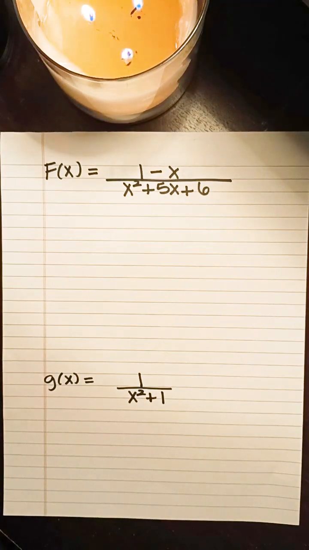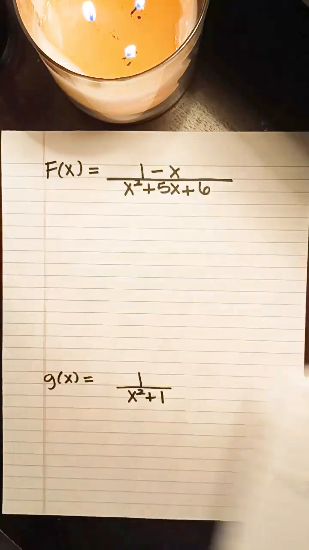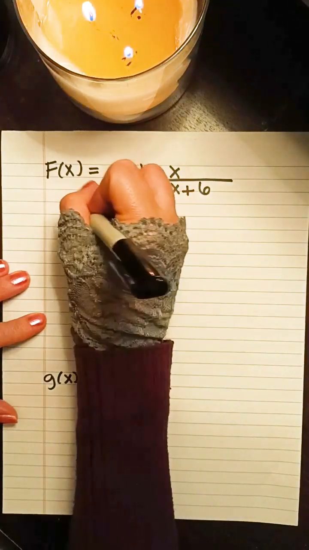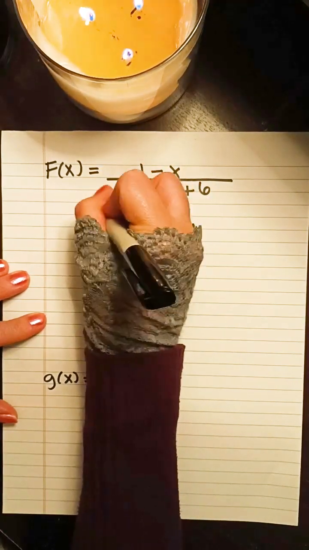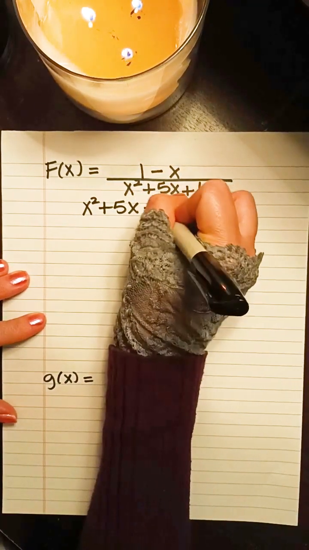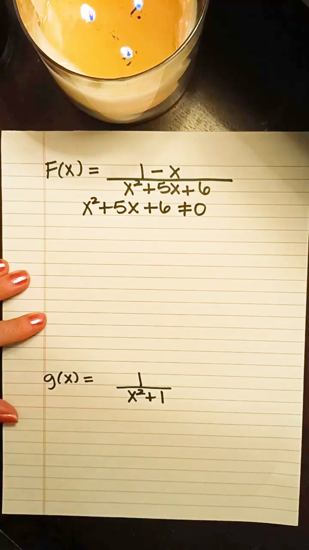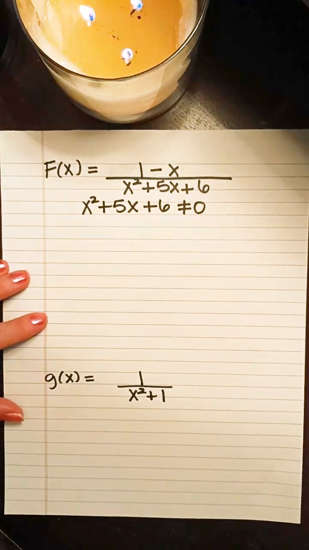So let's take a look at some examples. Here we have a function where we can clearly see we have variables in the denominator. Again, when that happens, we have to make sure the denominator is not 0. So I'm going to write my denominator and make sure it's not 0, and then I just go about solving for x.